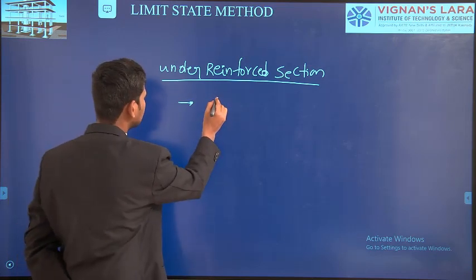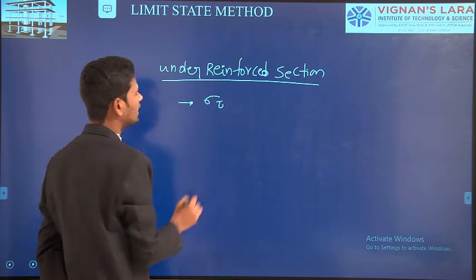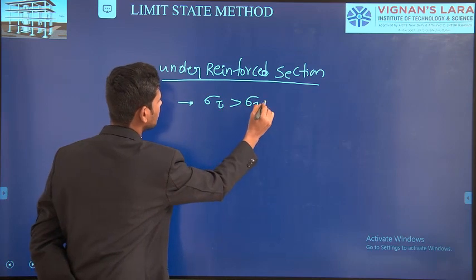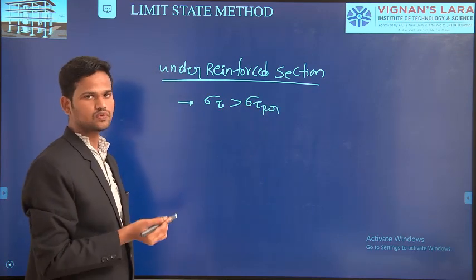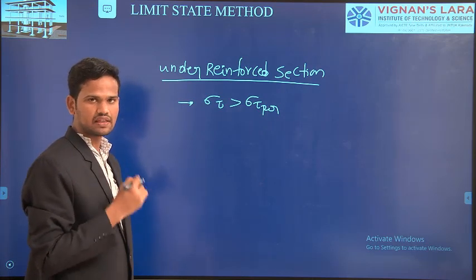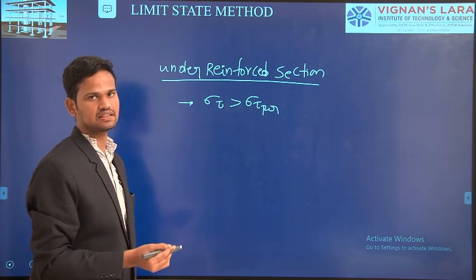If you observe here, in an under reinforced section the strains we are getting will be more than the strains at the permissible limit of the steel. According to the IS 456 code book, for different grades of steel, we have the permissible strain or permissible stresses in the steel.